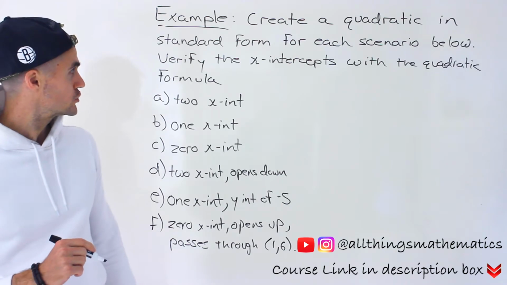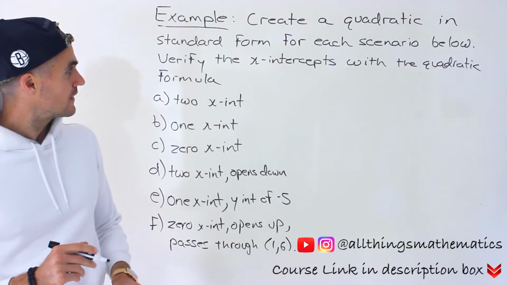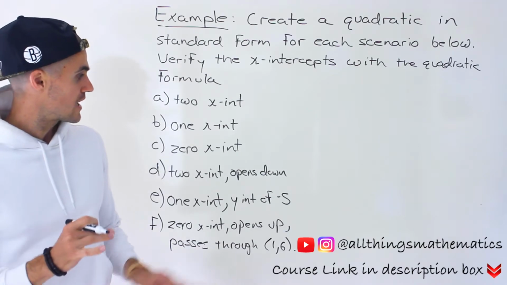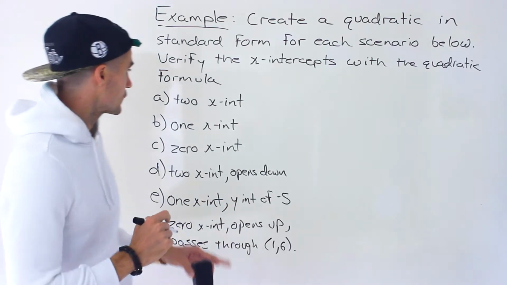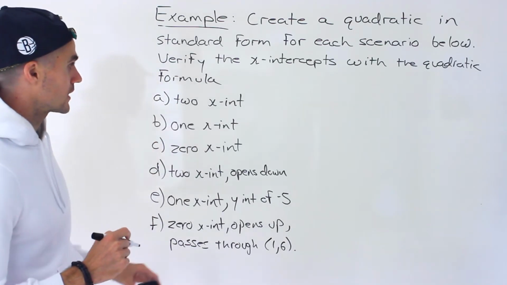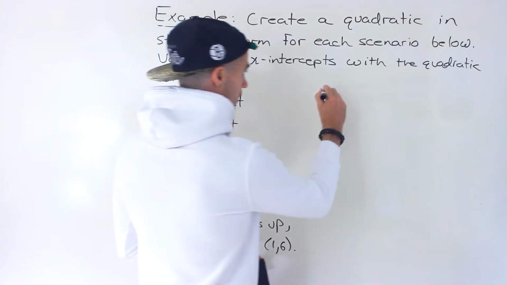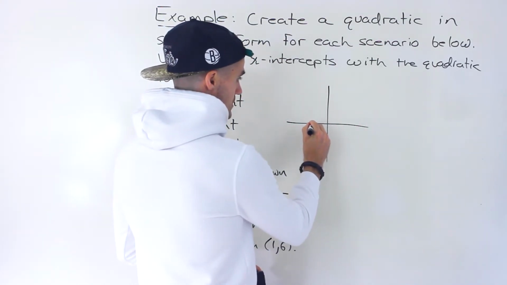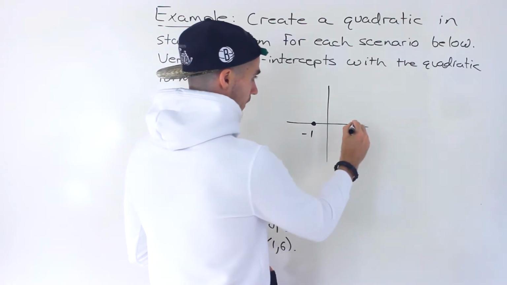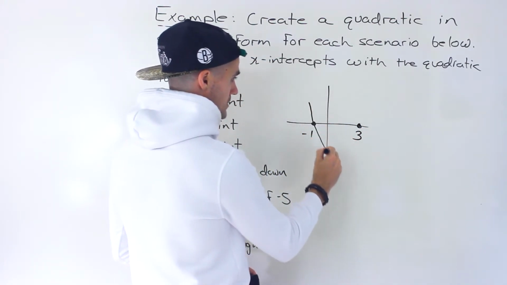So we have to create a quadratic in standard form for each of these different scenarios here, and then we have to verify the x-intercepts in each of these with the quadratic formula. So the first scenario, we just have to create a quadratic that's going to have two x-intercepts. So we have flexibility on which x-intercepts we choose. Let's say I choose -1, +3. So the quadratic would maybe look something like this.